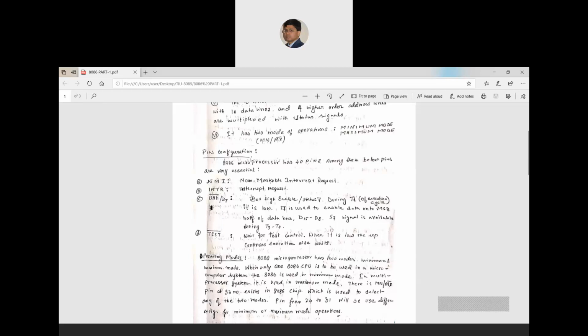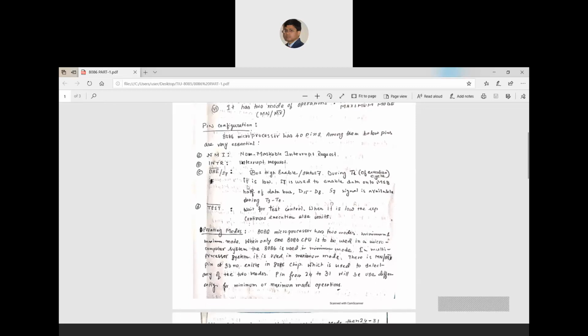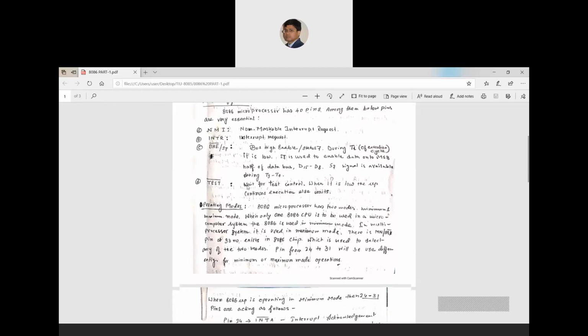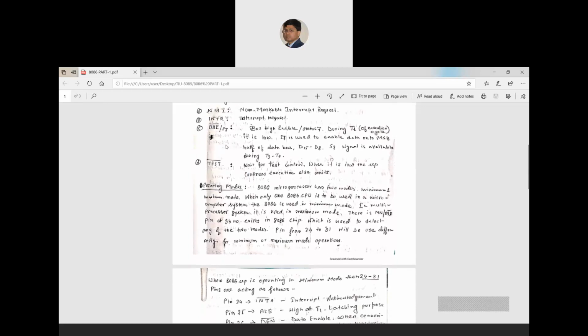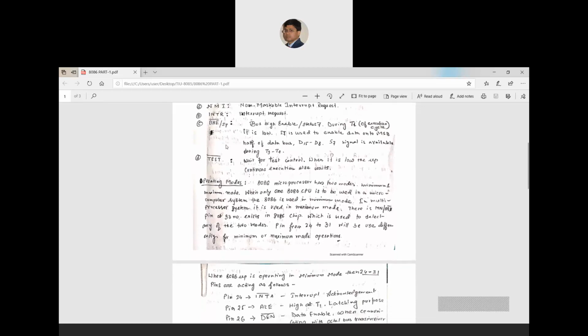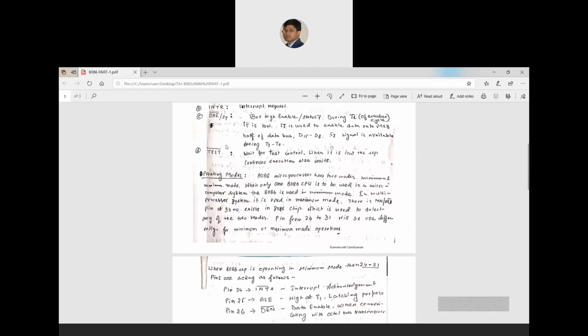BHE slash S7, NMI non-maskable interrupt request, and interrupt request. So you just need to go and understand the operation of these four pins, which are not there in 8085. So I can ask you a small question from here: what is the function of the test pin, what is the function of the BHE slash S7 pin, like this.